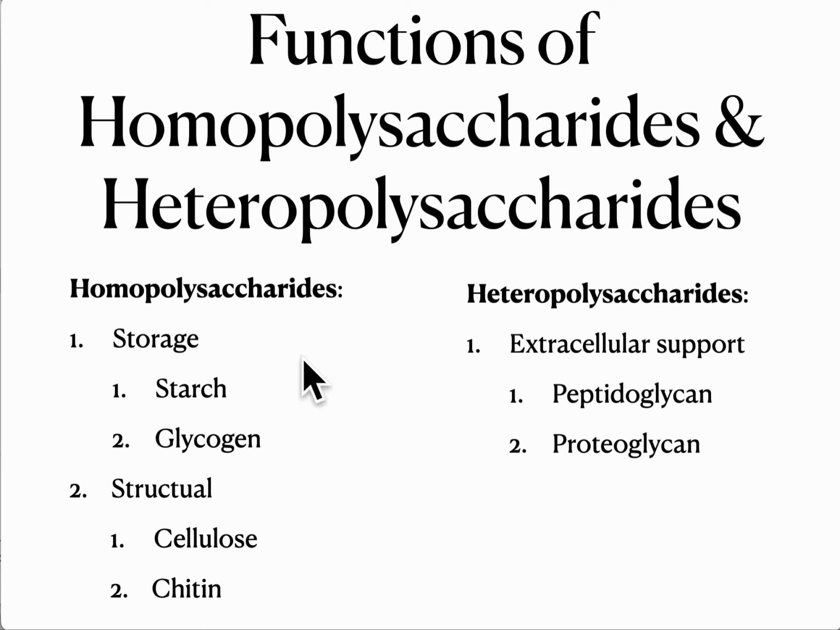Functions of homopolysaccharides include storage, starch in plant cells and glycogen in animal cells, and also structural support, cellulose in plant cell walls and chitin in fungal cell walls, as well as animal exoskeletons. Functions of heteropolysaccharides include extracellular support, so that will be peptidoglycan in bacterial cell envelopes, and proteoglycan in animal cell extracellular matrices.